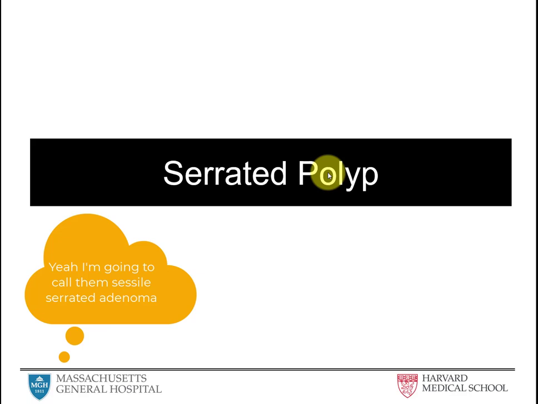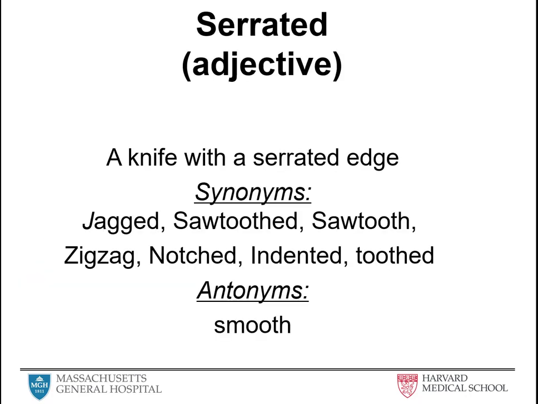So this is a very quick video that's going to talk about the two most common serrated polyps, hyperplastic polyp and sessile serrated adenoma, and I'm going to give you features that I use to distinguish between the two. It is one of the most common diagnostic problems in GI pathology.